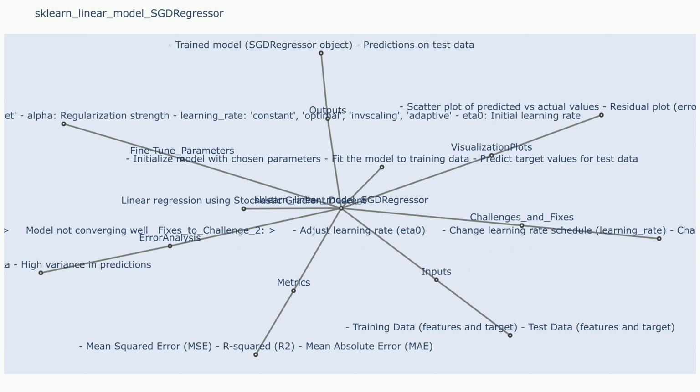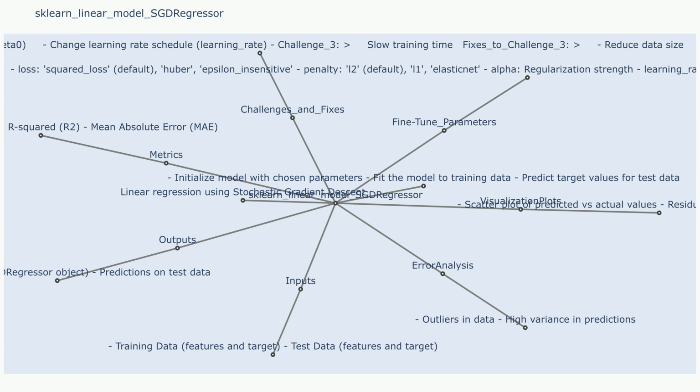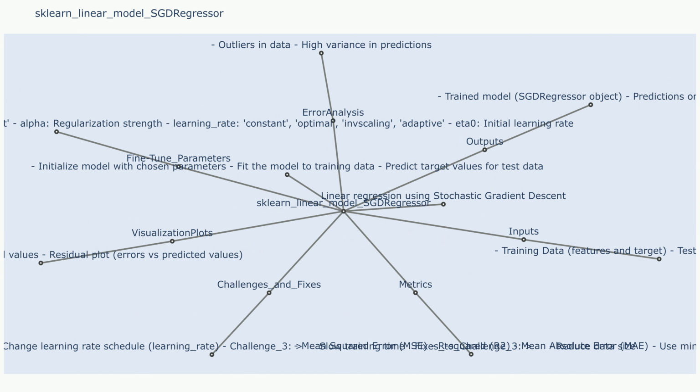Fine-tune parameters. Loss: the loss function to be minimized during training. Common options include squared loss, Huber, and epsilon insensitive. Penalty: the type of regularization to be used. L2 for L2 regularization and L1 for L1 regularization. Alpha: the regularization strength. A higher value indicates stronger regularization. Learning rate: the learning rate used in the gradient descent algorithm. A smaller learning rate generally leads to slower convergence but can help avoid getting stuck in local optima.